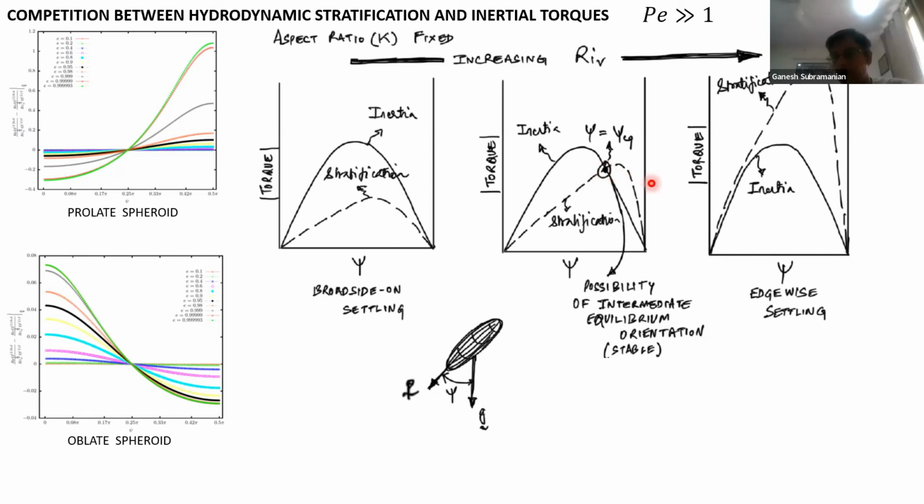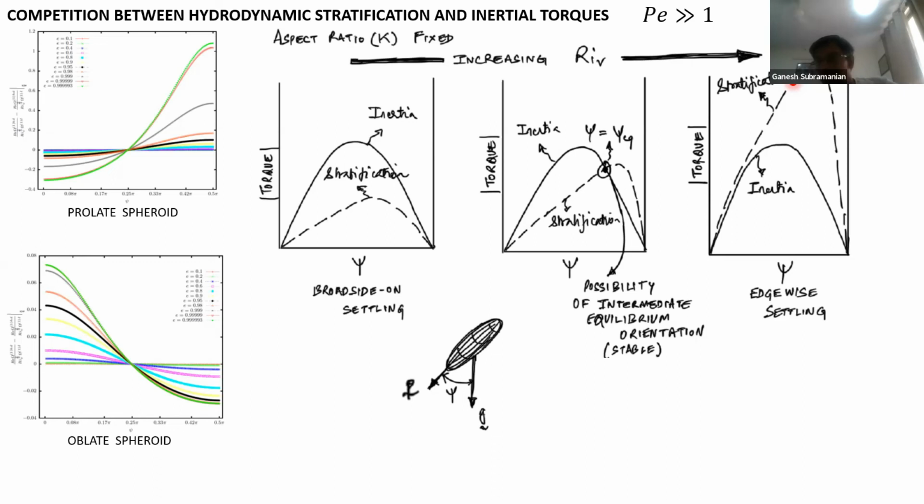And you can show that this orientation is in fact stable. If you perturb the spheroid on the left, the stratification torque rotates it back to equilibrium, and on the other side, the inertial torque does the same. And then finally, beyond a second critical amplitude, the stratification torque becomes so large that there are no points of intersection any longer. The stratification torque is completely dominant, and it's again edgewise.